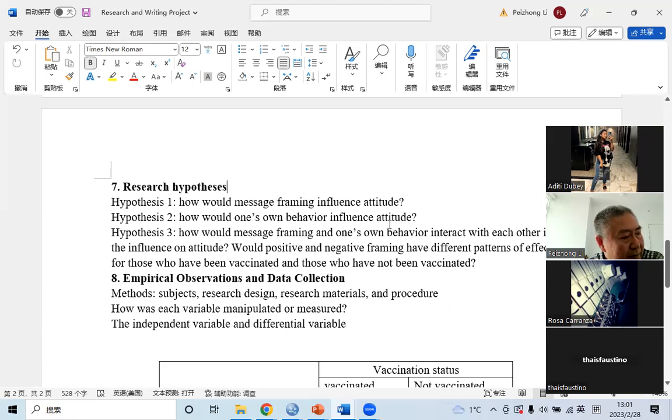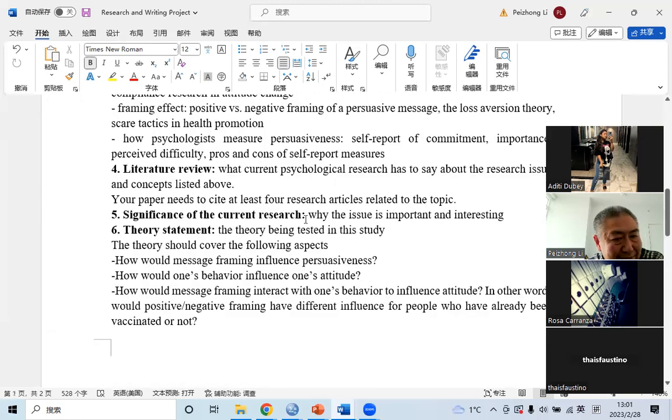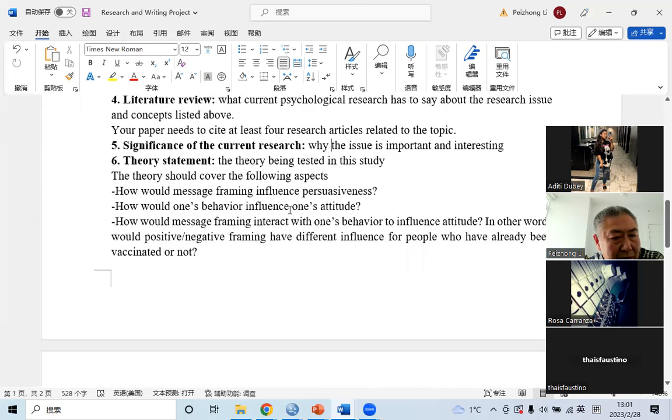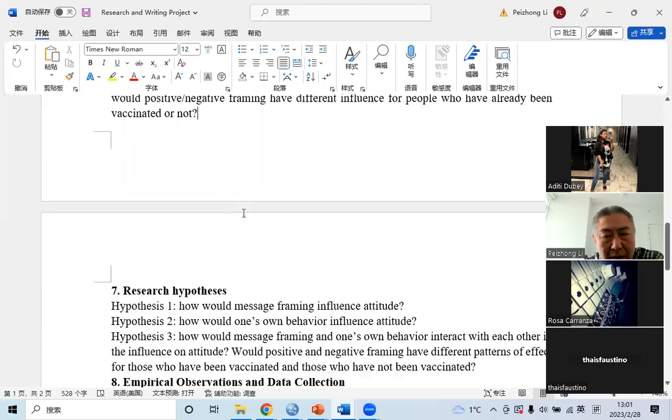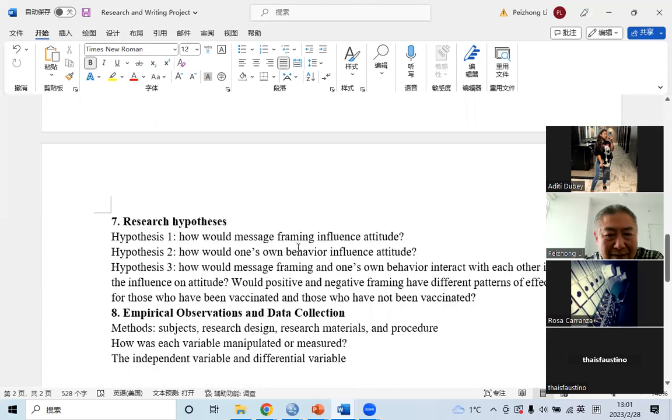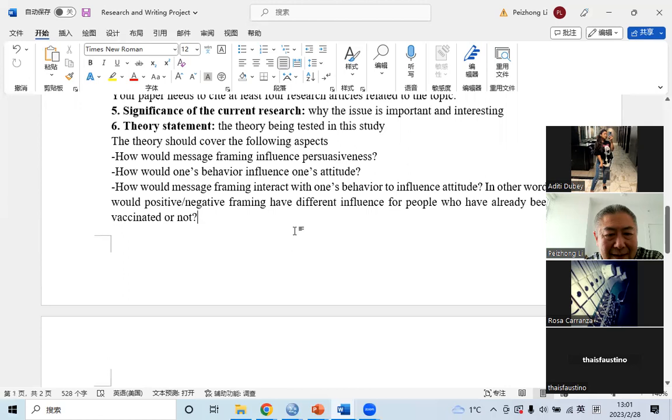In the statement of theory, do we need to talk about the hypothesis as well, or do we just talk about the theory statement and then continue with the hypothesis? Yeah, I would separate it. First you explain the theory, and then in the next part, you're ready for the hypothesis. We cannot mix them, we cannot elaborate them together, right?